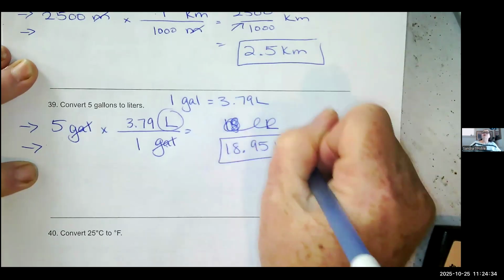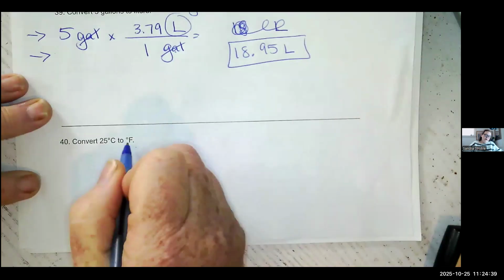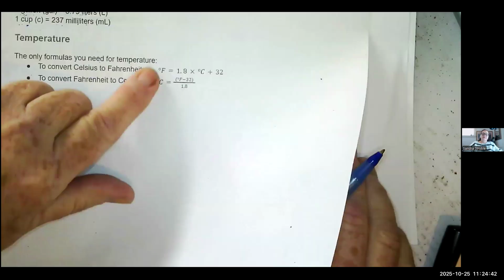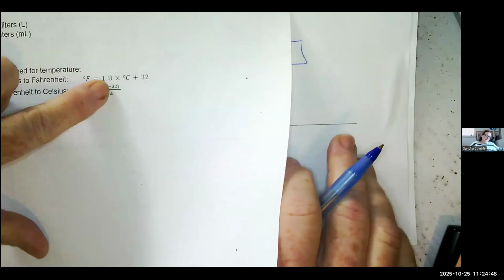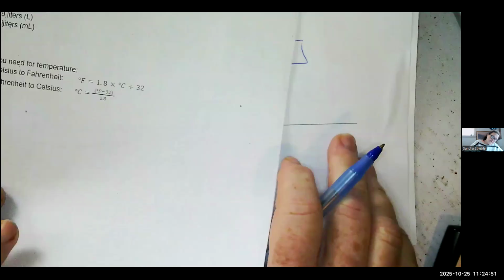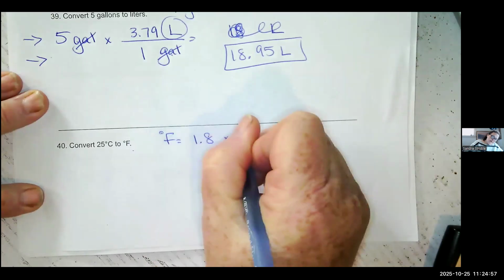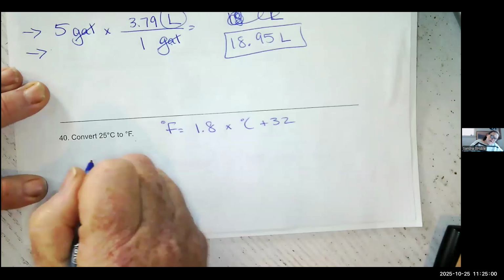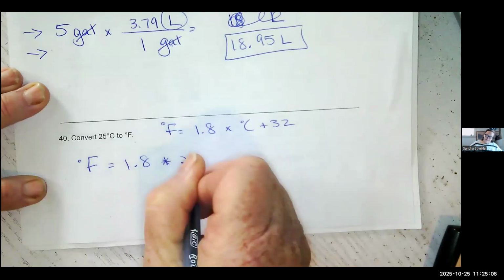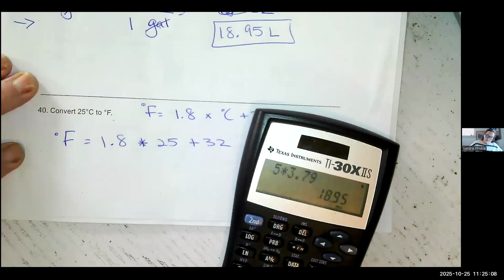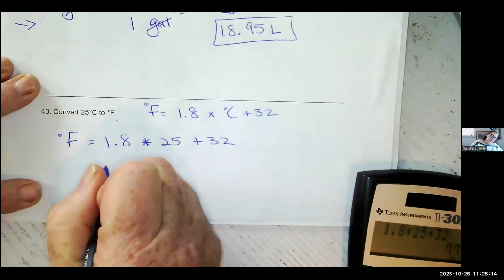And then the last one here is 25 degrees Celsius to Fahrenheit. So we could look back at our formula, since they're giving us Celsius, Fahrenheit is equal to 1.8 times Celsius plus 32. Okay, so my Fahrenheit is going to be 1.8 times 25 plus 32. And that's equal to 77 degrees Fahrenheit. Do not forget your degree symbol or your Fahrenheit.